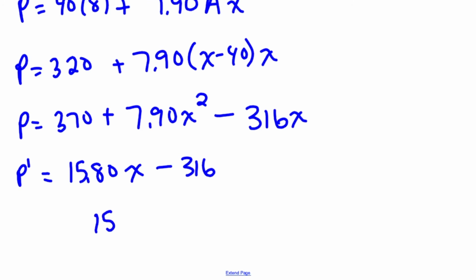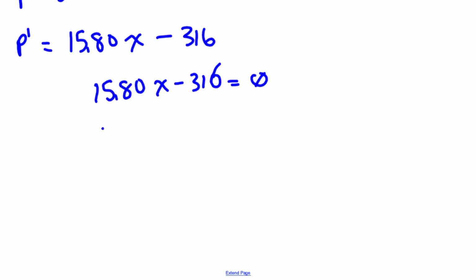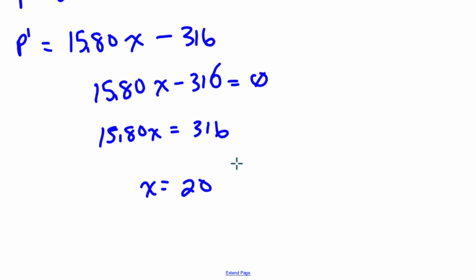So if we do this, 15.80 x minus 316 equals 0. 15.80x equals 316. And then when you divide that over, you end up getting 20. Okay, so this is 20. Now, again, the way that I wrote it was additional passengers.